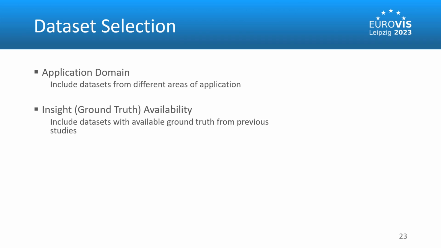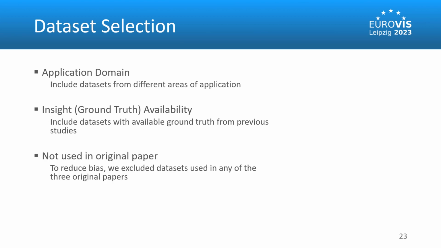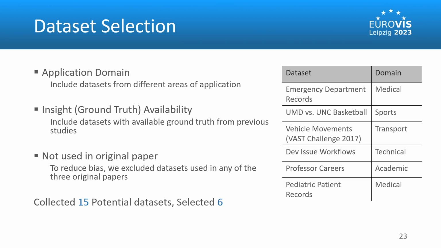Here are the criteria we considered for dataset selection. First, we wanted to include datasets from different areas of application. Second, we searched if any previous studies using the dataset contain ground truth. To reduce bias, we excluded datasets used in any of the 3 original papers. Out of the 15 datasets we collected, we selected 6 for our study. Here are the 6 datasets with corresponding domain information.